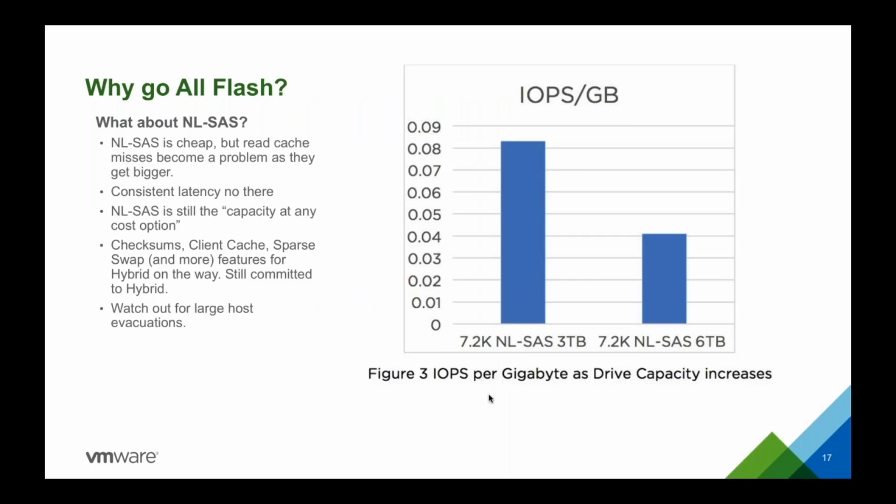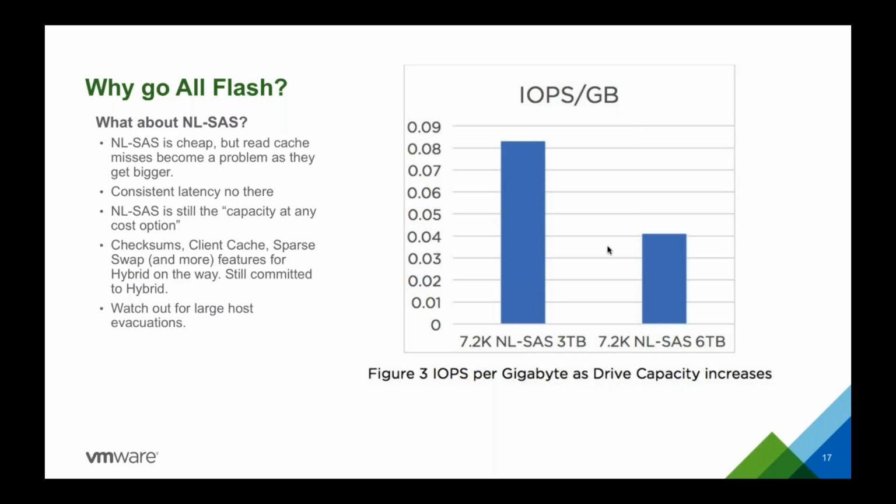Now, some people ask, what about nearline SAS drives? Those big, slow 7,200 RPM drives, and could we use those for hybrid and drag the hybrid story out longer? There are some people for whom they are cheaper still from a cost per gigabyte perspective, but there's a problem with them. They keep getting bigger, but as they get bigger, they effectively get slower because they still have the same number of input/output operations per second they can deliver, and as they get bigger, the IOPS-to-gigabyte density factor basically gets cut in half.